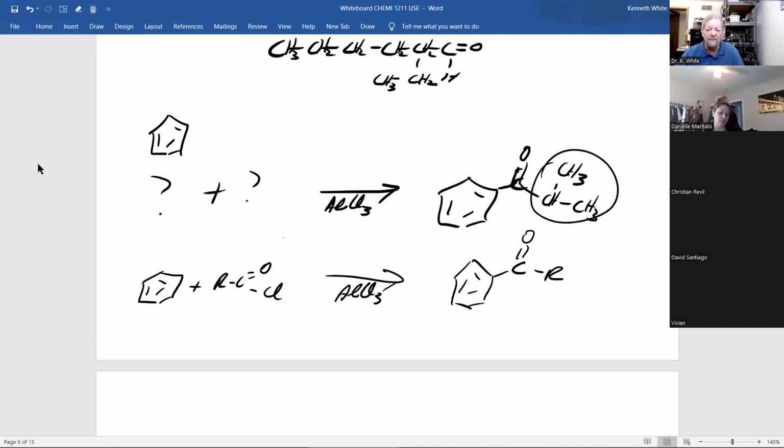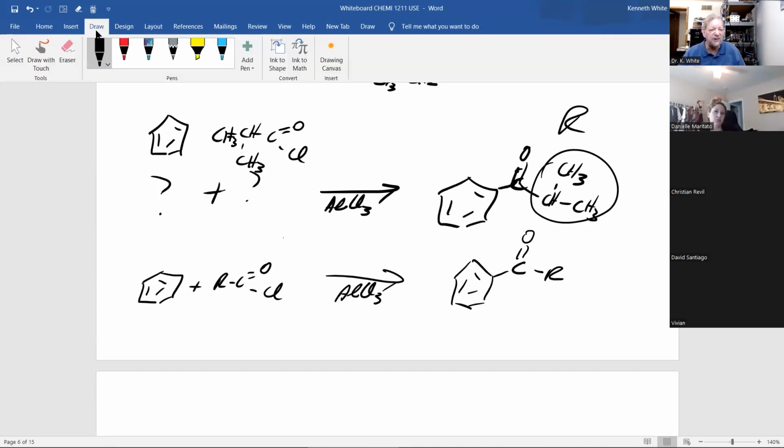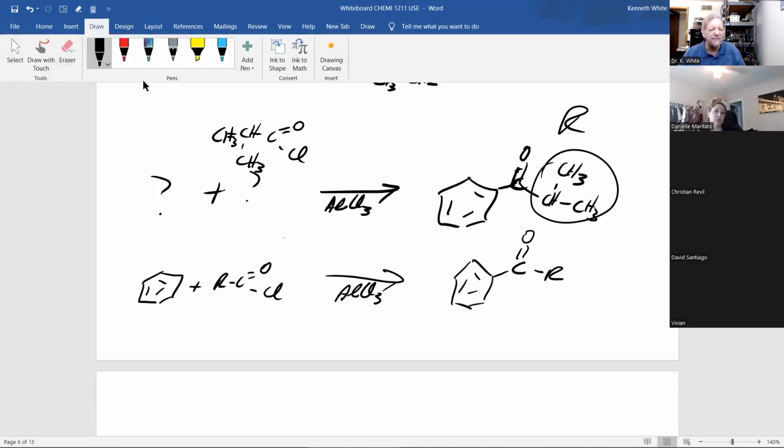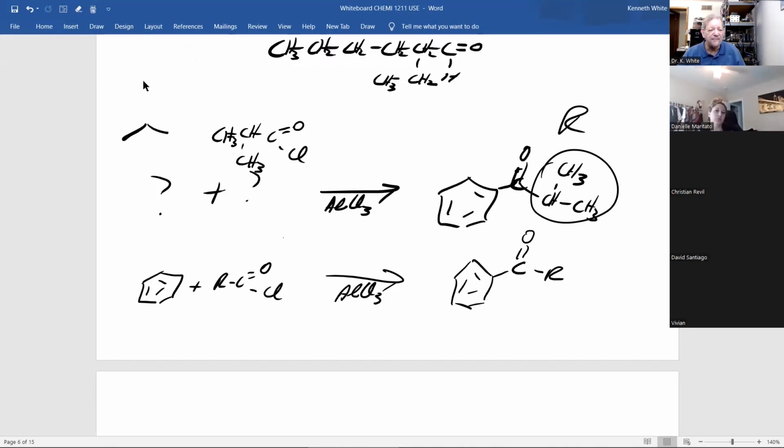What's my R group? Isopropyl. Carbonyl, chlorine, 4 bonds to carbon. Remember, check that always. And that's how you do it. By the way, this is the most awful looking benzene ring. Excuse me. That's better. And that's how you do it.